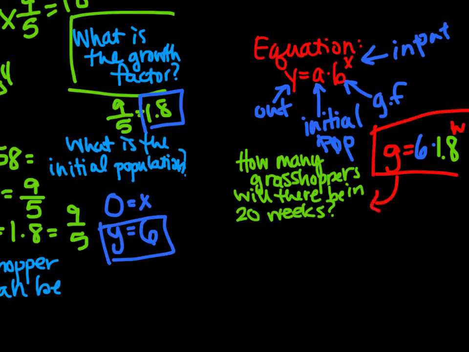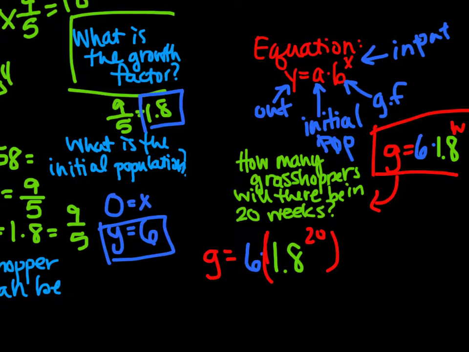Now, I have another question. How many grasshoppers will there be in 20 weeks? So we need to figure out how many grasshoppers there'll be in 20 weeks. We have an equation. We have 6 grasshoppers as our initial population times 1.8, and we have 20 weeks for our exponent. So let's do a little bit of math.